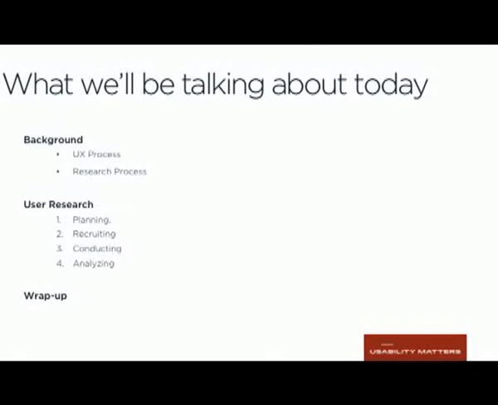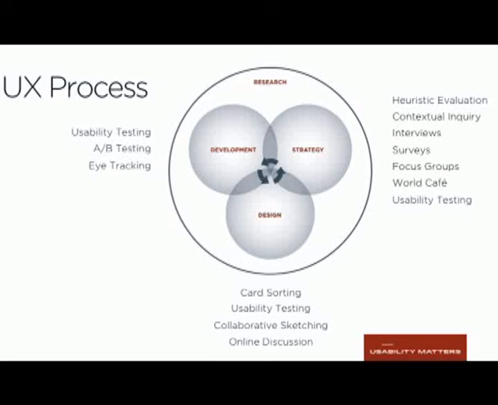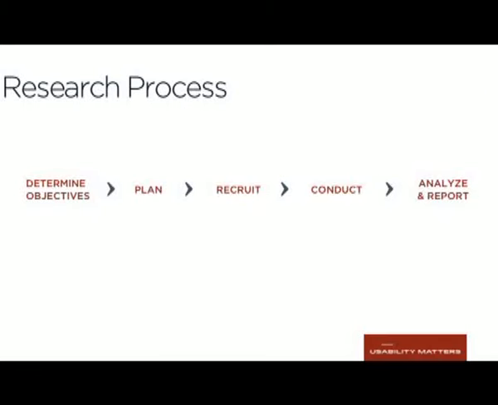Thanks, Anita. So today we're going to talk about the steps in user research, and we're going to start with a little background. For those joining us for the first time, here's a quick overview of the UX process. There are 3 phases: strategy, design, and development, and research feeds into all of them. In episode 1, we discussed some of the key methods used during strategy, and in episode 2, we talked about methods used during design. And as Anita mentioned, the recordings are available on our blog.